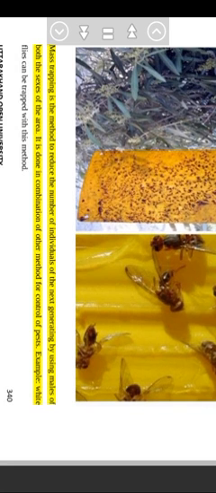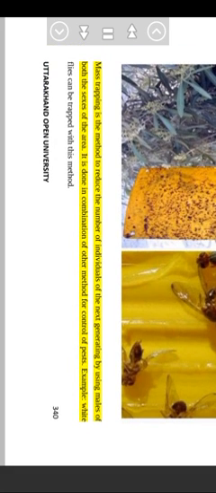Mass trapping is the method to reduce the number of individuals of the next generation by using males or both the sexes of the area. It is done in combination with other methods for control of pests. Example: whiteflies can be trapped with this method.